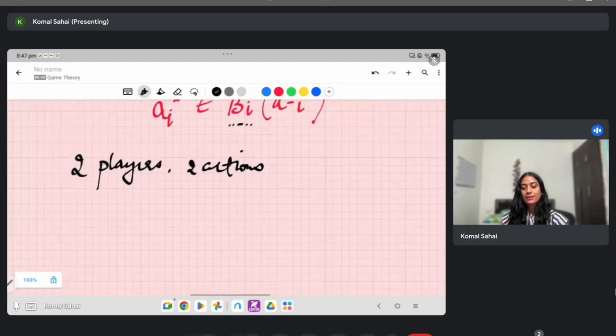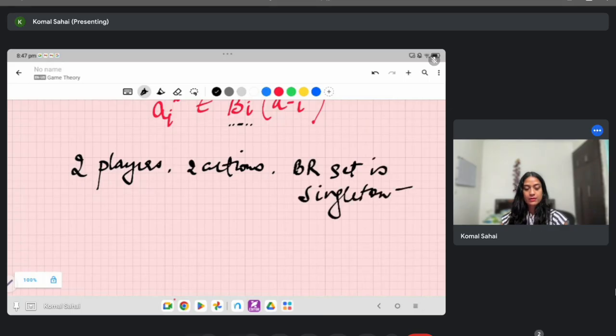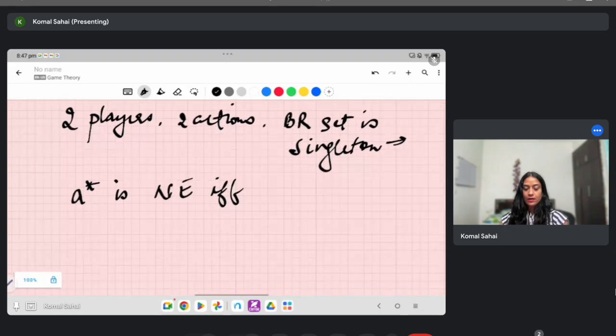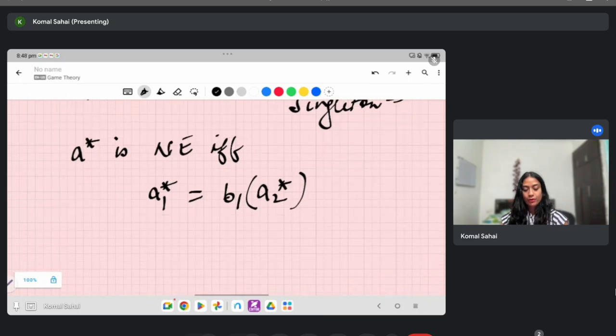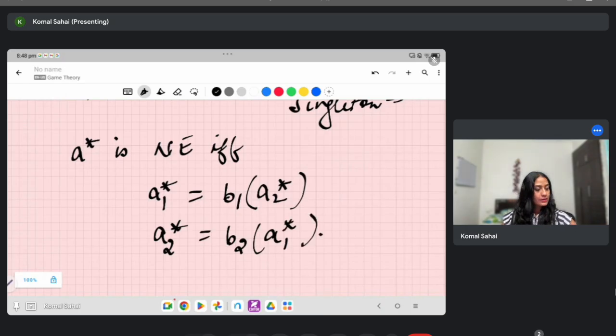Suppose that is the case, that the best response set is singleton, मतलब एक ही एलिमेंट है उसमें. Then we can write that A star is Nash equilibrium if, or rather, A1 star for player 1 is the best response to A2 star, and for player 2, A2 star is the best response to A1 star. ठीक है?